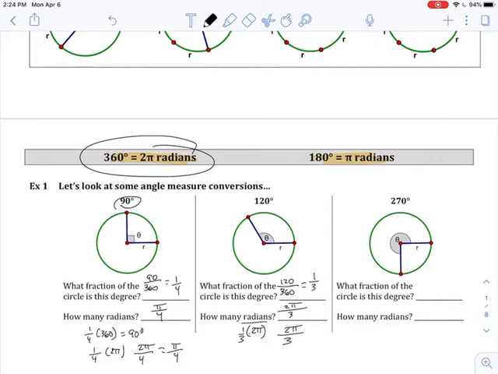All right, this last one, 270 degrees over 360. If I want to find out what fraction of a circle that angle is, that would give me 3/4. And if I wanted to convert from degrees to radians, I'm going to take that 3/4 and multiply by 2 pi. That would give me 6 pi over 4, which will reduce down to 3 pi over 2. So all this is just a different way to measure that angle rather than degrees.